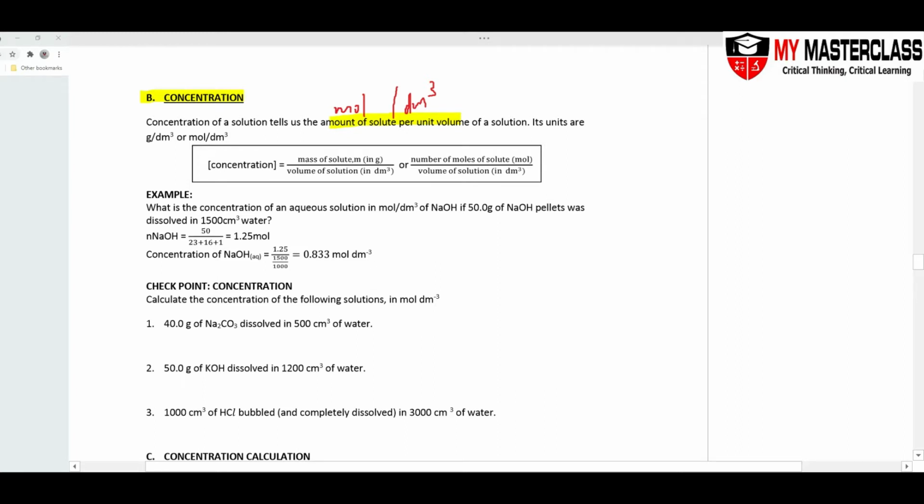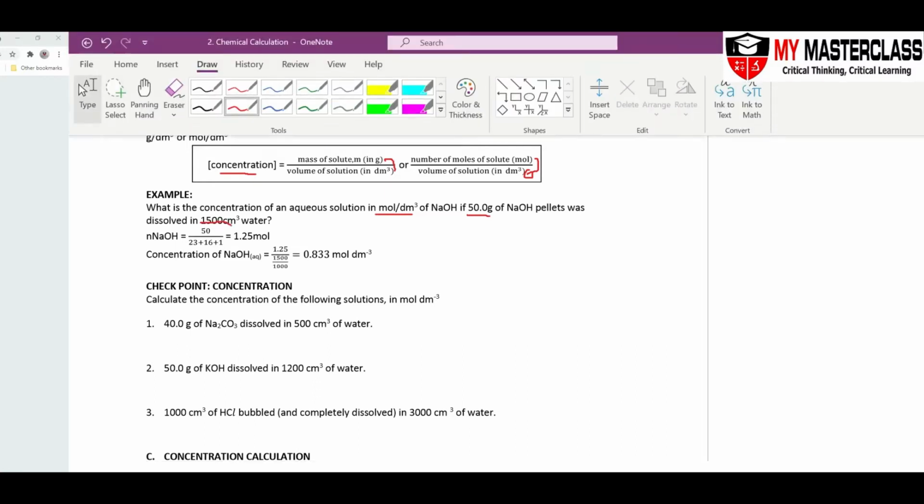It means if I have a 10 by 10 by 10 cm cube container, what's the mass that I will dissolve inside? And how many mole is this mass equivalent to? So for concentration, I have these two units: gram per dm cube, where per means divide, or mole per dm cube. In this question, what is the concentration in mole per dm cube if I have 50 grams of NaOH dissolved in 1500 cm cube water?